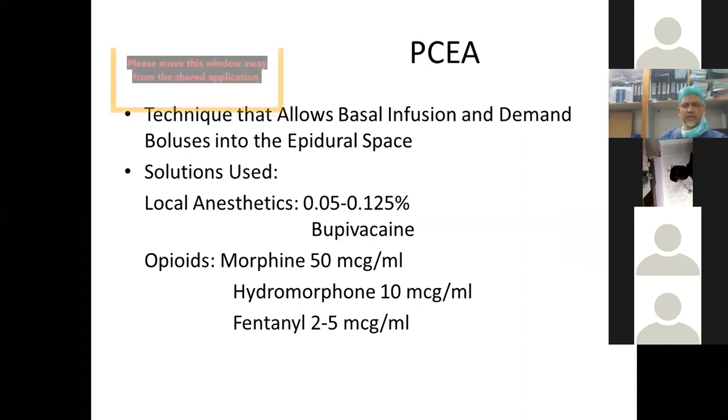The drug commonly used is bupivacaine. For pain it is 0.05 to 0.125%, but for anesthesia we give 0.5%. For analgesia, this dose of 0.05 to 0.25% we can mix with an opiate: fentanyl, hydromorphone or morphine can be used.